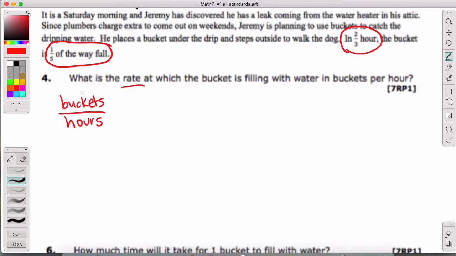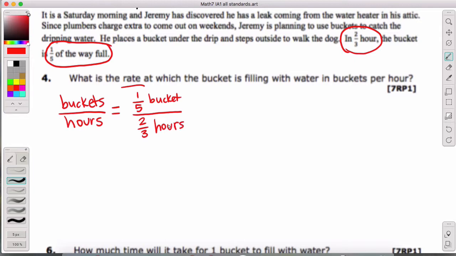That's going to be our rate. Comparing how many buckets for how many hours is a rate. So we're going to say, how many buckets do we have? We have 1/5 of a bucket for every, notice when I say for every, I'm drawing that line. A rate is a comparison of two objects or two numbers or two amounts with different units. So 1/5 of a bucket for every 2/3 of an hour, or 2/3 hours.